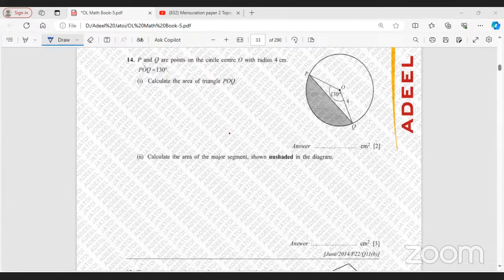The question is very clear. The question says that P and Q are points on the circle with center O and radius 4. Angle POQ is 130 degrees. Calculate the area of the triangle POQ.